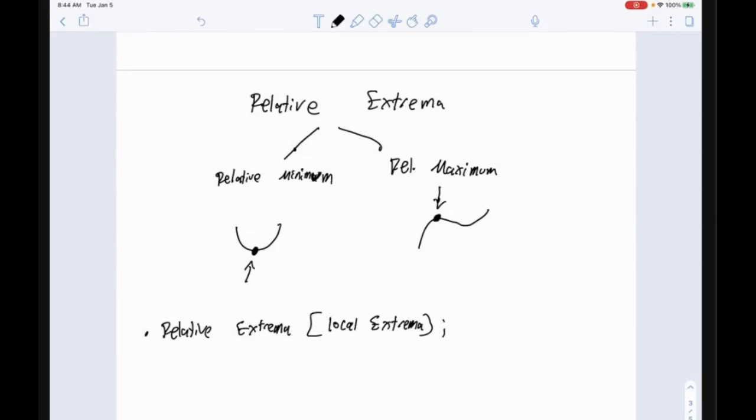And the idea is that relative to the points surrounding, the output is a max or min.